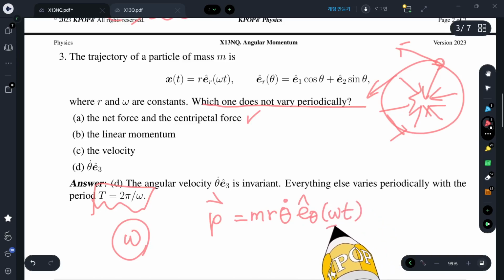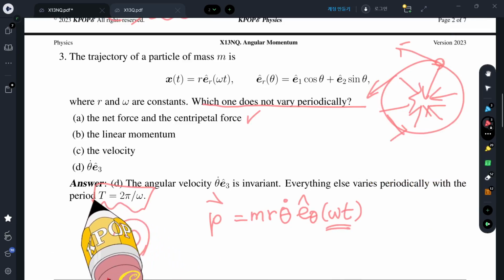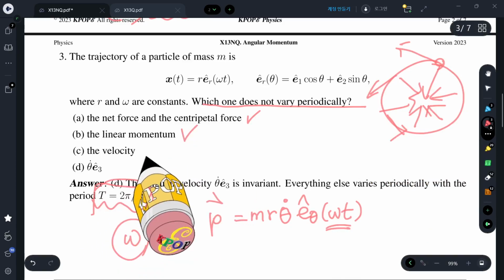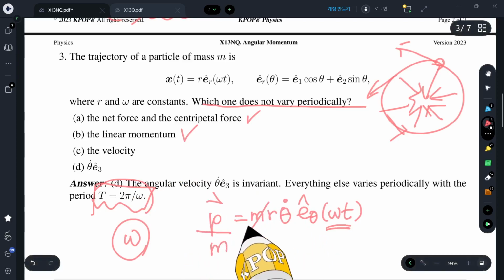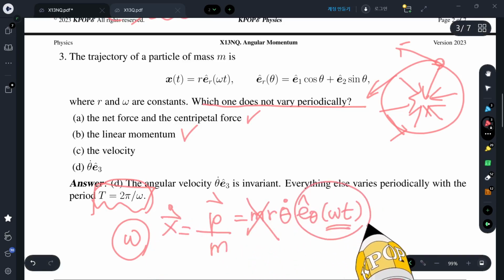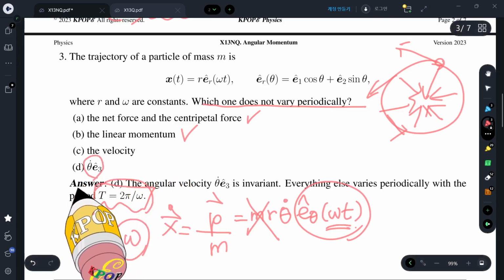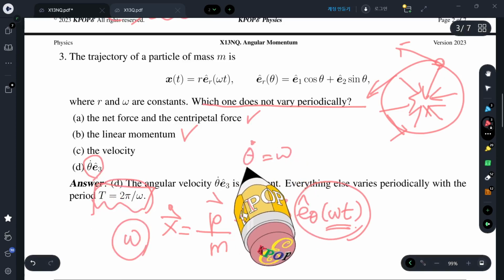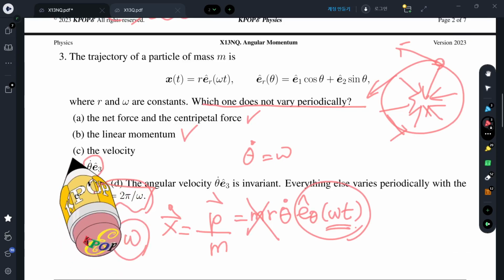Omega t keeps changing, but its period is identical. Velocity: because I can divide this one by mass to obtain the velocity, it is also periodic. Theta dot E3, theta dot is constant, E3 is a constant vector. It's not the answer, it is the answer.